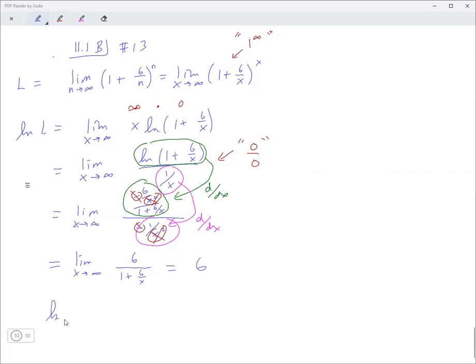Okay, so we know that the natural logarithm of the limit is 6, which means if you exponentiate both sides, e to the natural log of L is just L, and then e to the 6 is e to the 6. So that's going to be your answer. Okay. Any other questions that people might have?